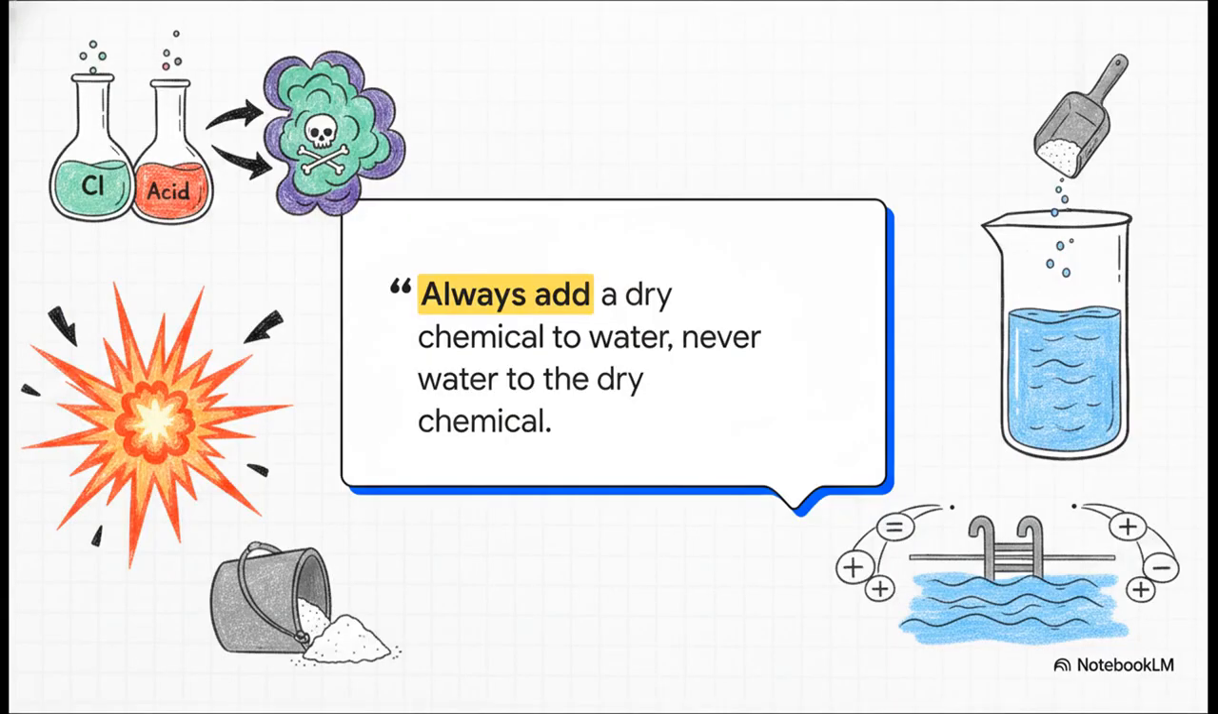And here is the golden rule of pool chemistry. Always add chemical to water. Never ever add water to a dry chemical. If you do, it can cause a violent, literally explosive reaction right in your face. Also, never mix different dry chemicals together, especially chlorine and acid. The fumes from that combination can be lethal. Always prepare your bucket of water first, then slowly add the chemical to it.